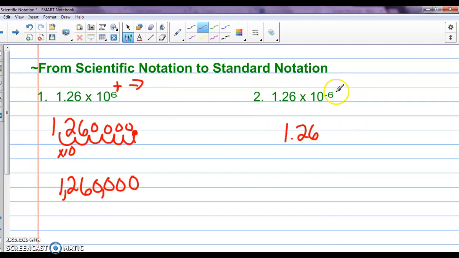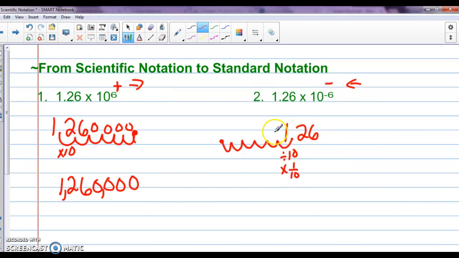If you look at the next problem, we have the exact same a, which is 1.26. But this time the exponent is a negative number. That negative tells you you're going to move to the left. Every time that you say a negative number, you're not multiplying by a value of 10, you're actually dividing. So we're going to move this over 1, 2, 3, 4, 5, 6 times. Each one of those represents dividing by a value of 10 or multiplying by 1/10.